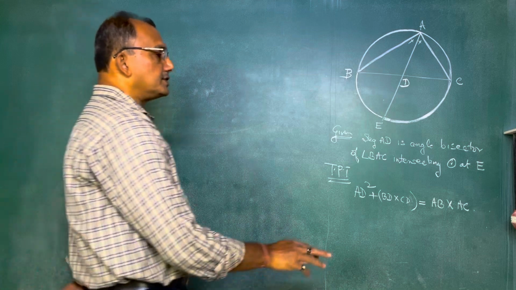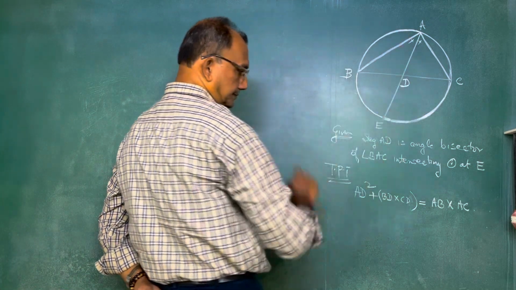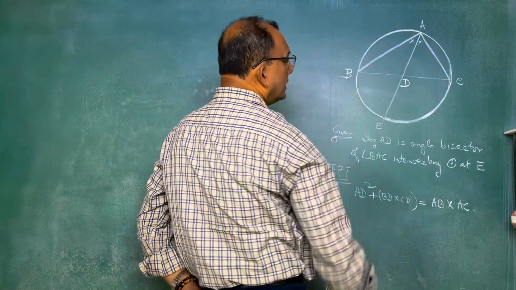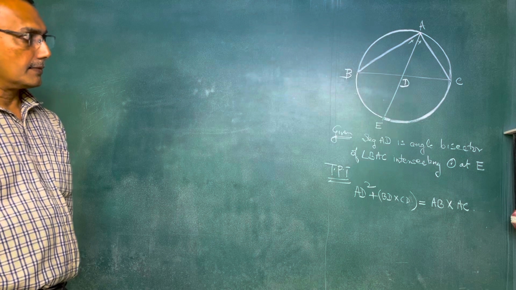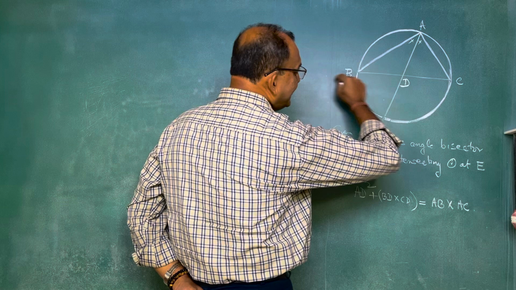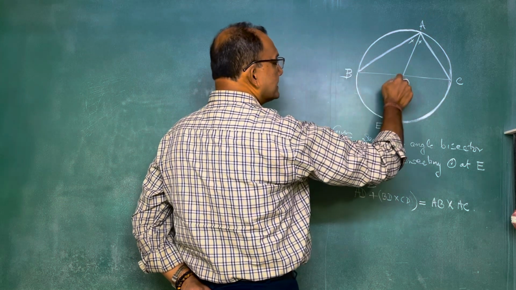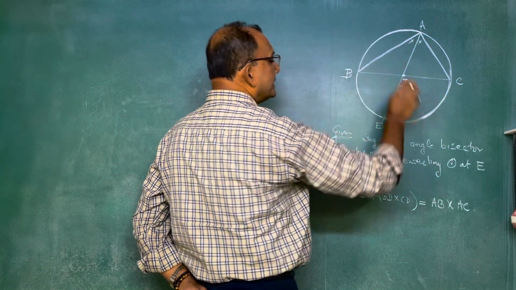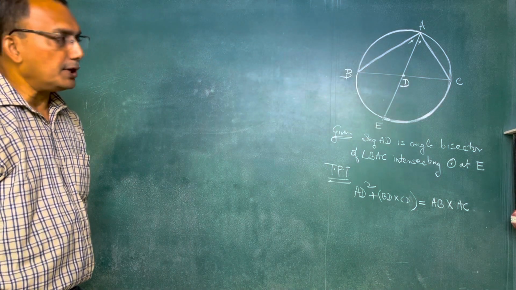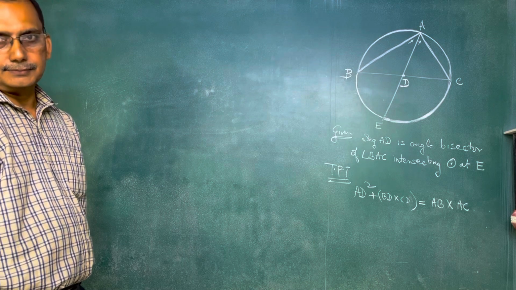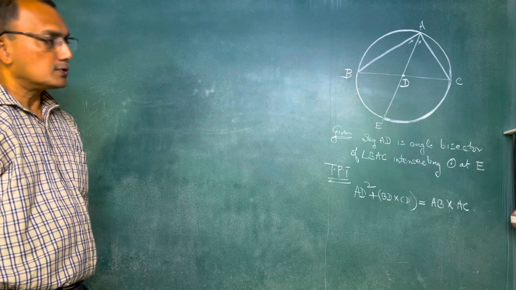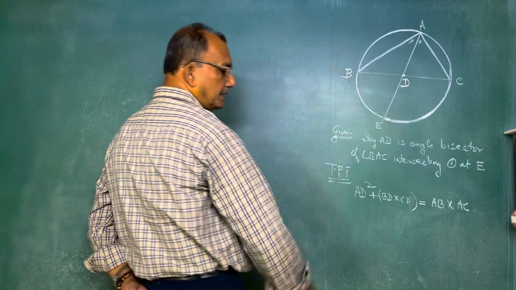Next, they have not mentioned D is the center of the circle. So since D is not the center of the circle, AD cannot be a median. But there is one more possibility. There are two chords BC and AE intersecting internally at point D. Hence, there is a possibility we can apply the property of internal division of chords, or we can say property of internal divisions of secants. So let us try how we can do this particular sum.